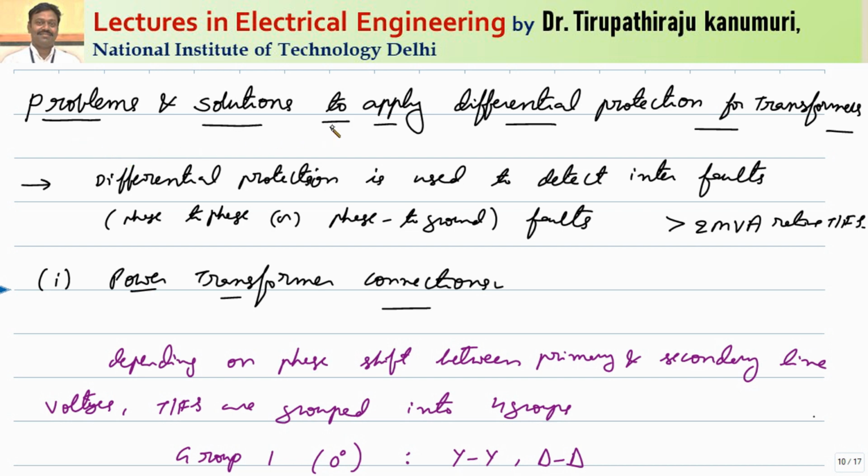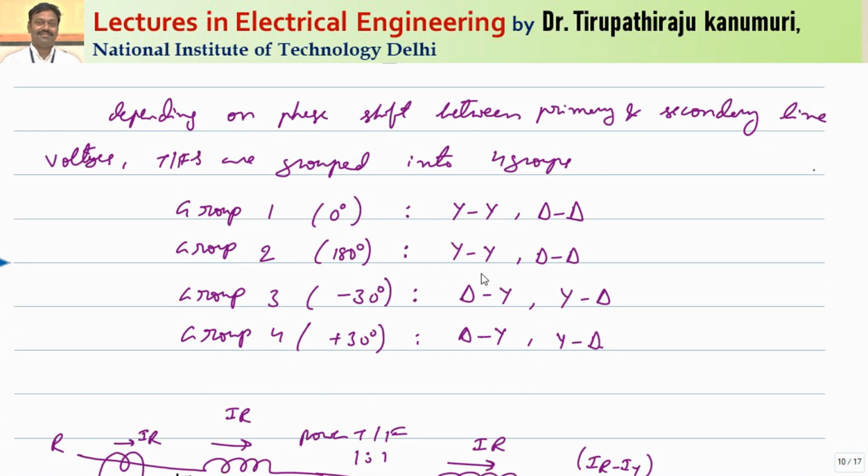So the problems and solutions to apply the differential protection, we have seen there that in order to apply the differential protection, because it is mainly used for transformers, the problem is that one side will be connected in star and another side in delta for most of the cases, or it can be connected in different configurations. Depending on how they are connected, the three-phase transformer has four different groups. Group 1 corresponds to 0 degrees phase shift between primary and secondary. This is possible for star-star transformer or delta-delta transformer. And group 2 corresponds to 180 degrees, which is possible for star-star and delta-delta.